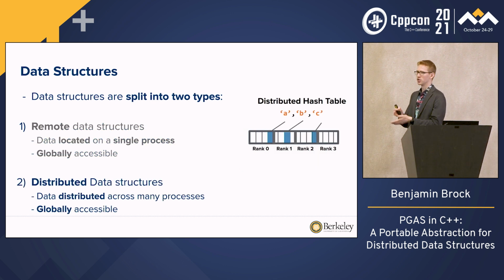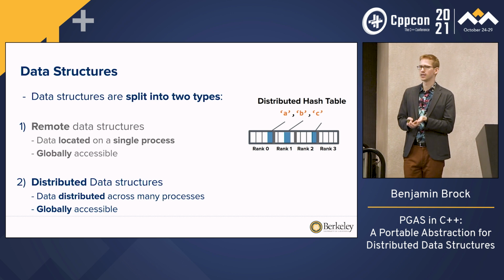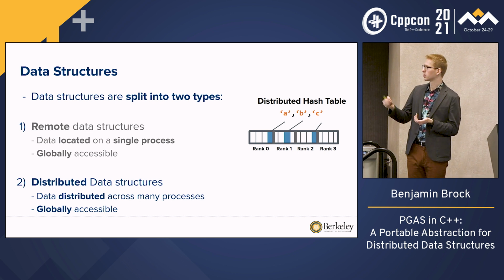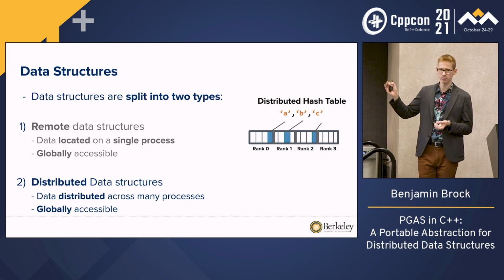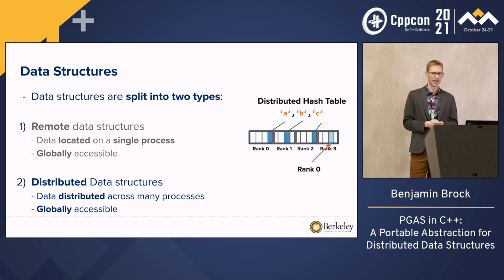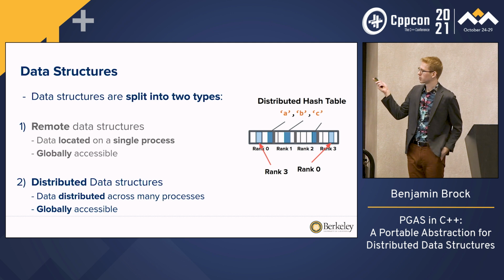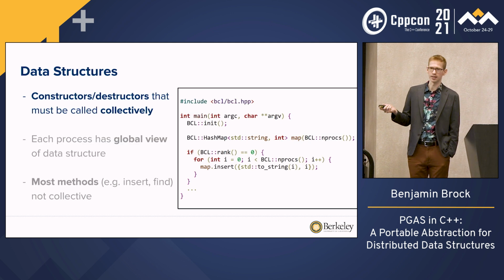Another type of data structure is distributed. So here, not only do we have global access, but also the data will be automatically distributed among many processes, either all the processes or some subset of the processes which we pick. So here we can see we have a distributed hash table, which is split among a bunch of processes, and then we have people inserting into the hash table.